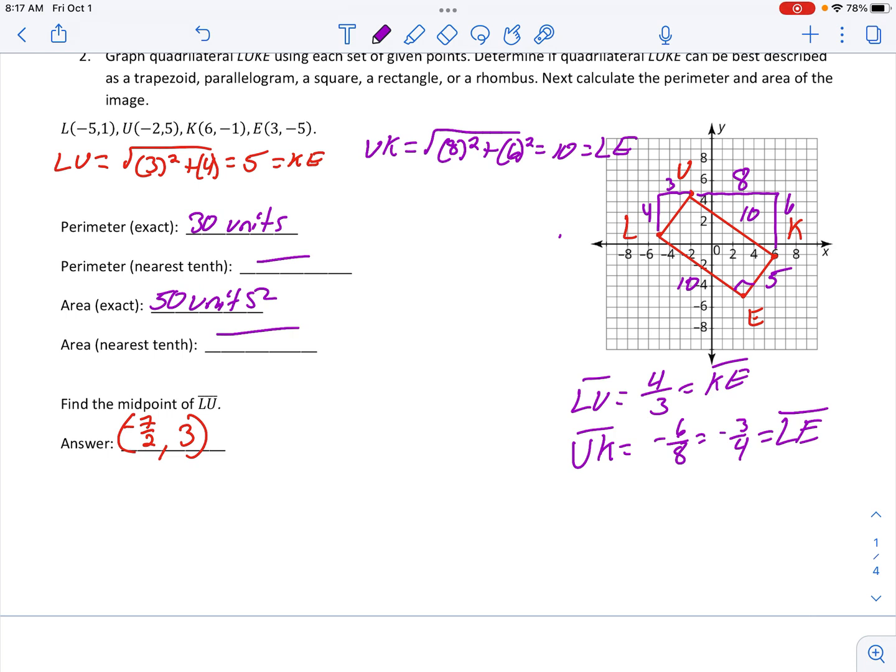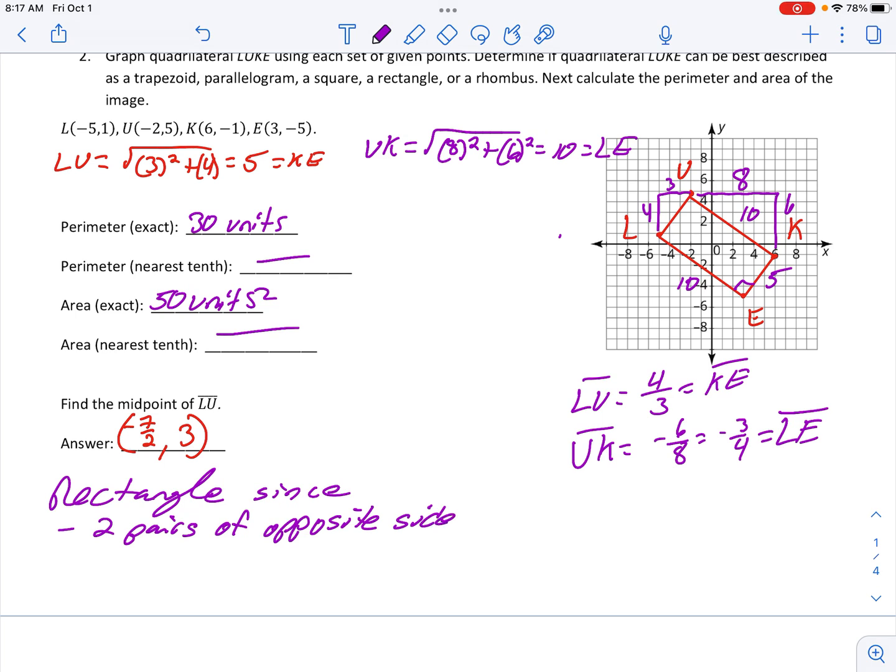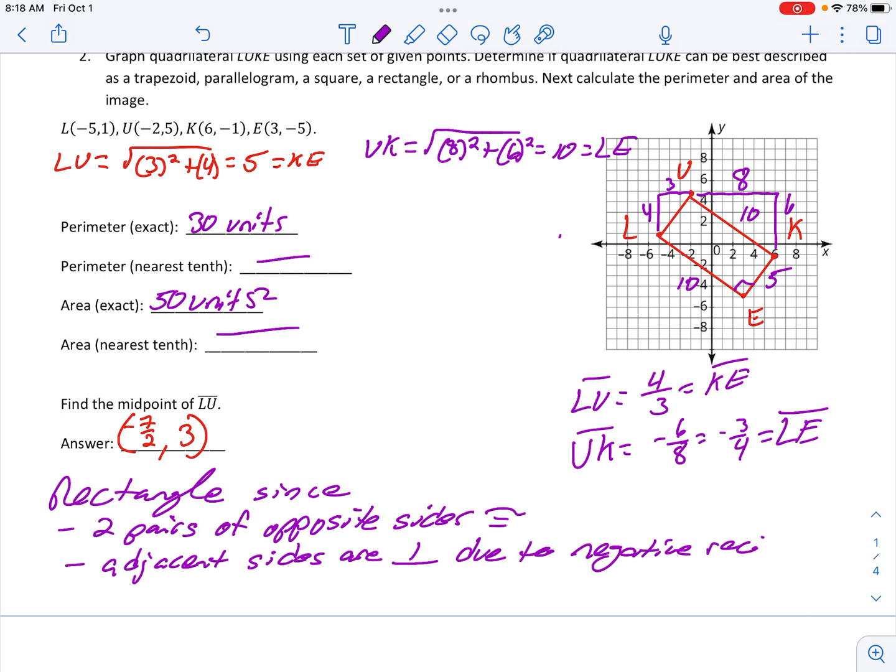So then we bring it all together, classify this thing. We're going to say rectangle, since 2 pairs of opposite sides congruent. And then the other thing is, if you just said that, it could be a parallelogram. The thing that makes it a rectangle then is the adjacent sides are perpendicular due to negative reciprocal slopes.